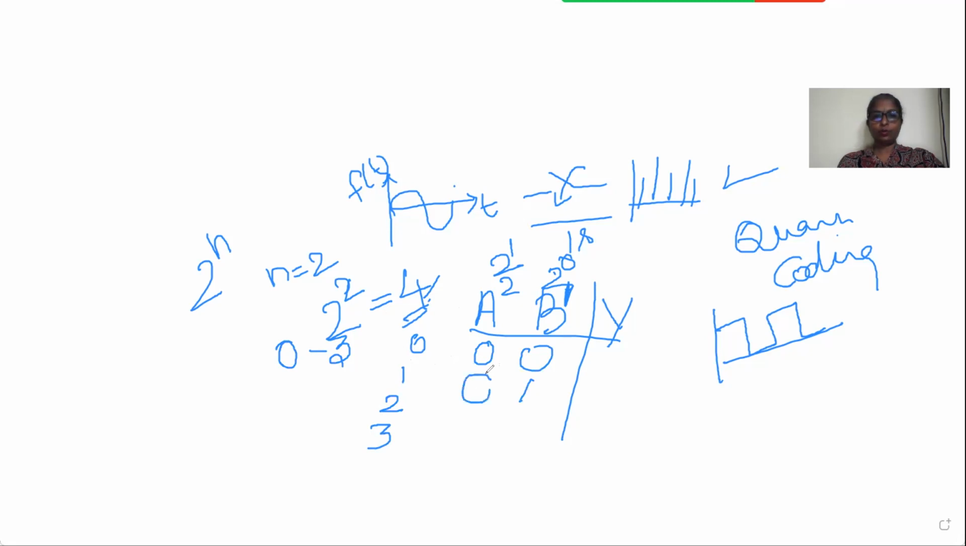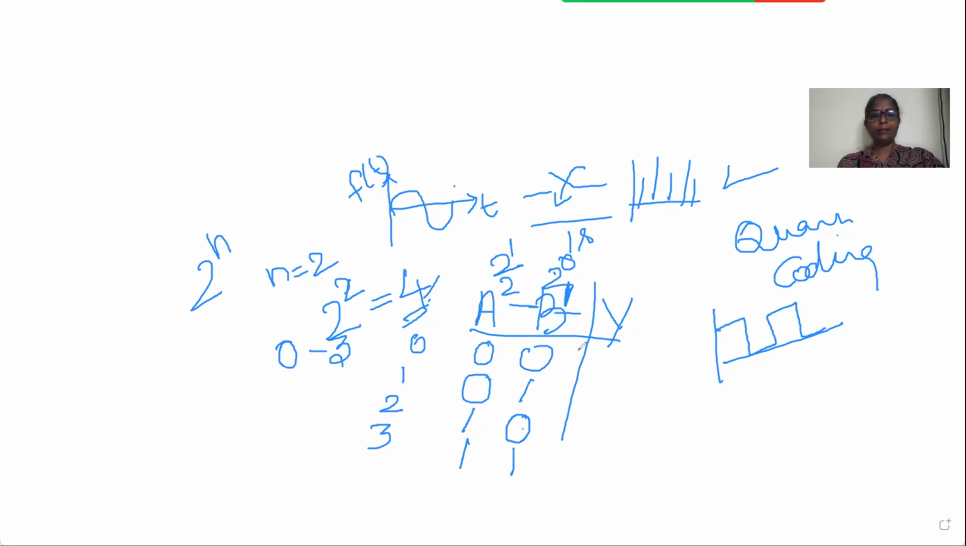There is no 2. So this represents 0, 1 represents 1. 2 is straight to 2, put 1. And there is no 1 here. So this represents 2. 3 is 2 plus 1. So the binary representation for 3 is 1, 1.